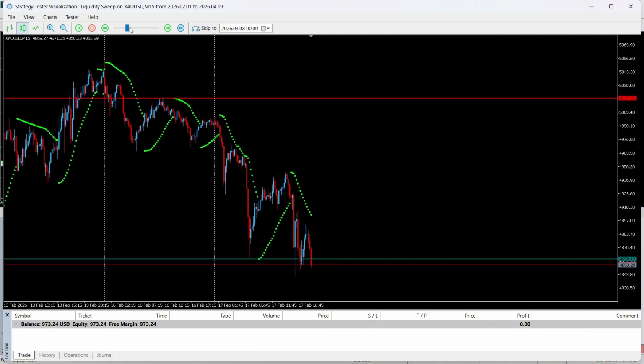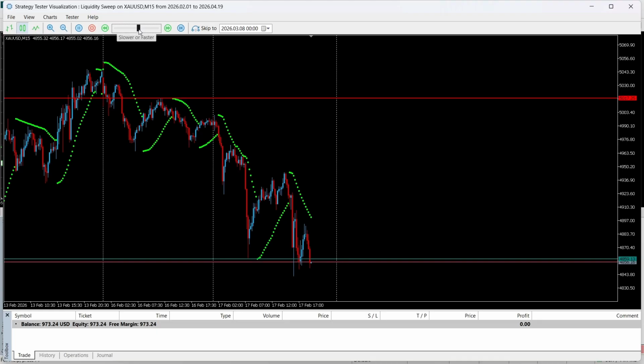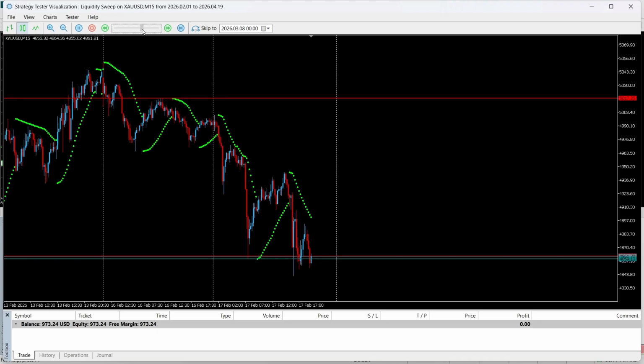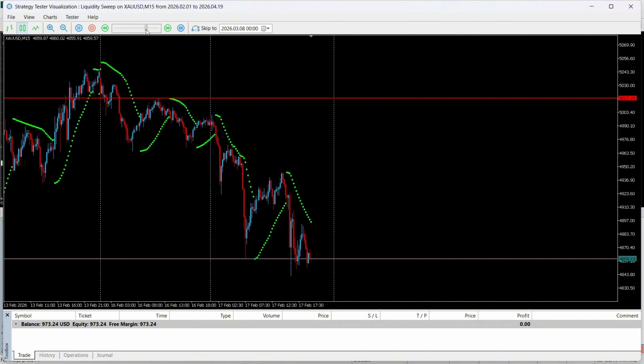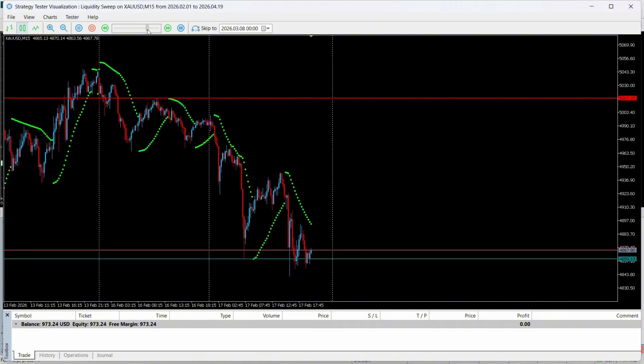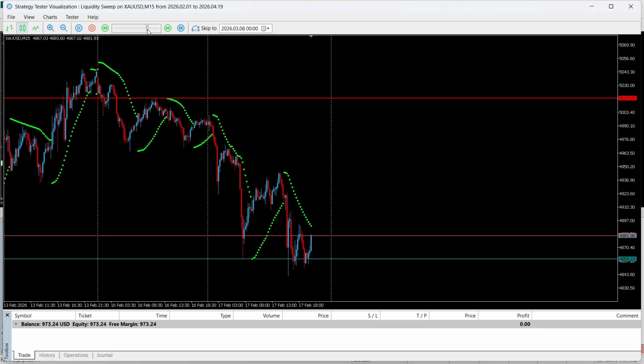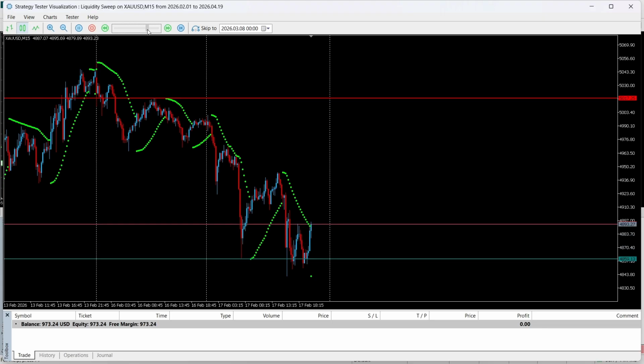Okay guys, so as you can see at the moment, it's plotted a liquidity level at the bottom, this red line. Now price has broken below the liquidity level. Now you'll see what the EA actually does, because it only takes a trade when the parabolic SAR has given a signal to trade that reversal.